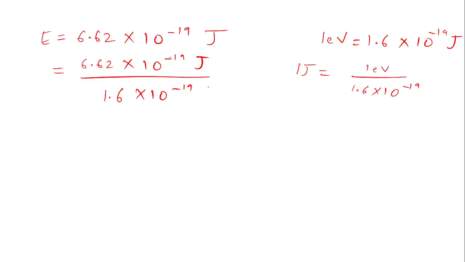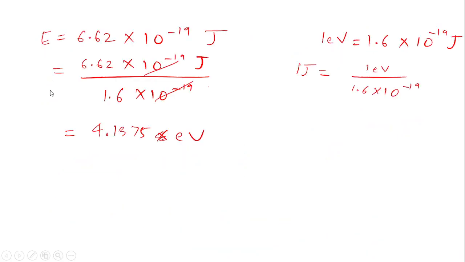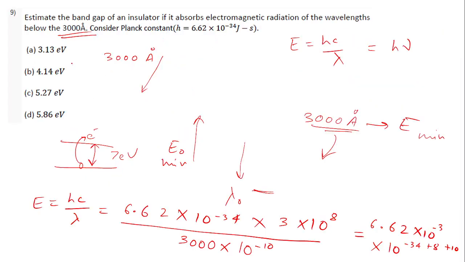So to convert it into electron volt, this will be 6.62 divided by 1.6, which is 4.1375, and the powers will be cancelled. So this will be 4.1375 electron volt. I need to restrict it up to 2 decimal digits. It means 4 point, this will make it 8, this will make it 4.14 electron volt. B is the correct answer.